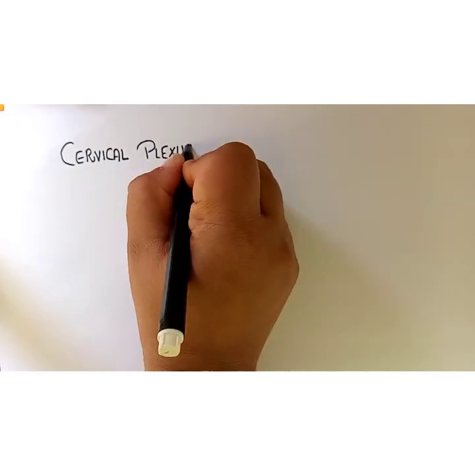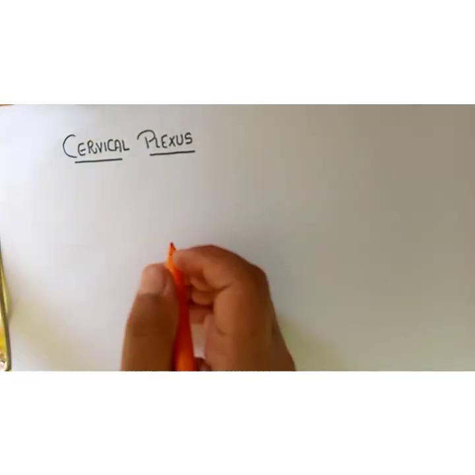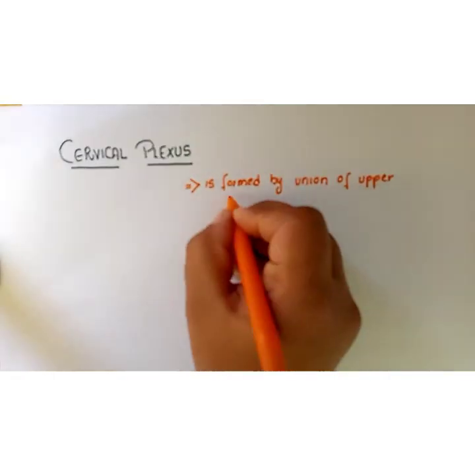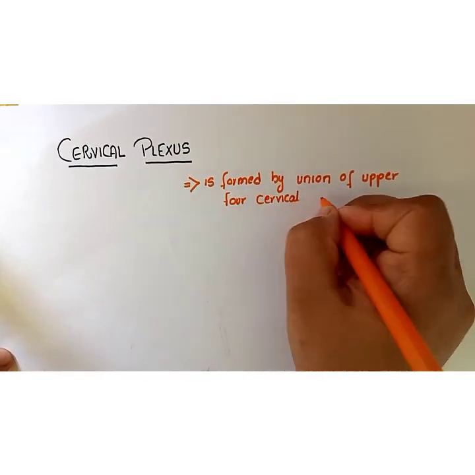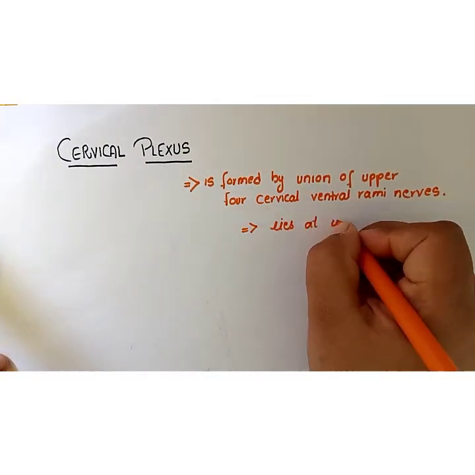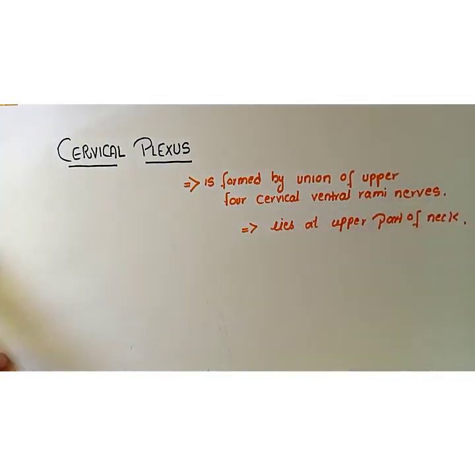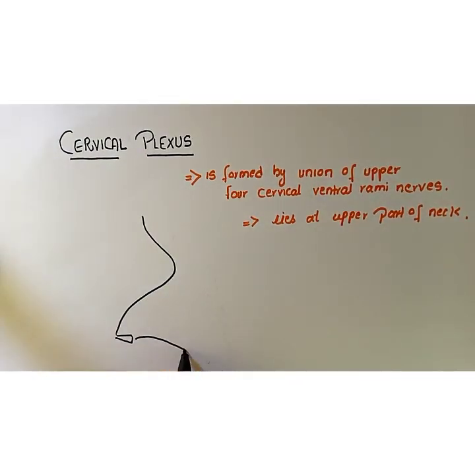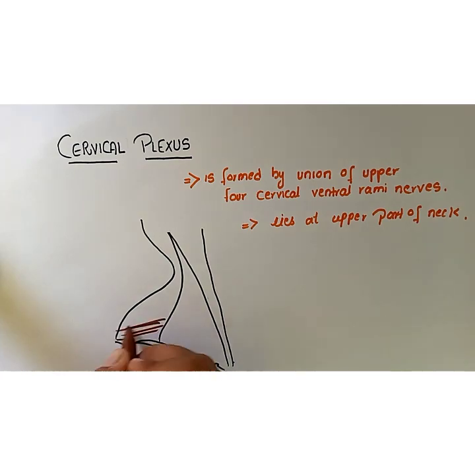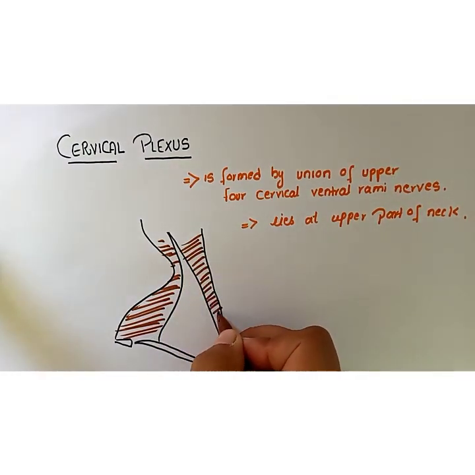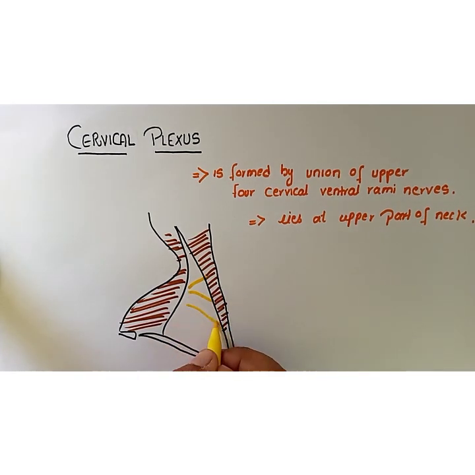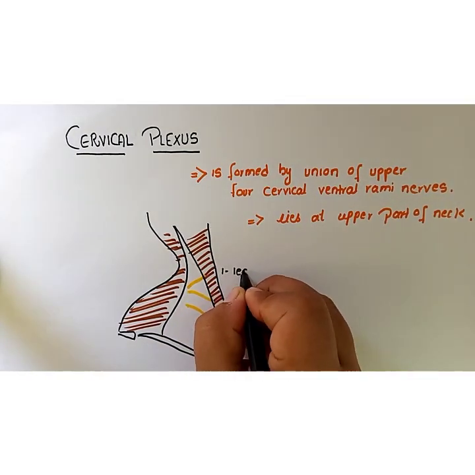Now I will explain in detail how the cervical plexus is formed, and it is formed by the union of the upper four cervical ventral rami, and it lies at the upper part of the neck. So here is the sketch of the cervical plexus, and in it I will explain the cutaneous branches of the cervical plexus. So there are four cutaneous branches of the cervical plexus.